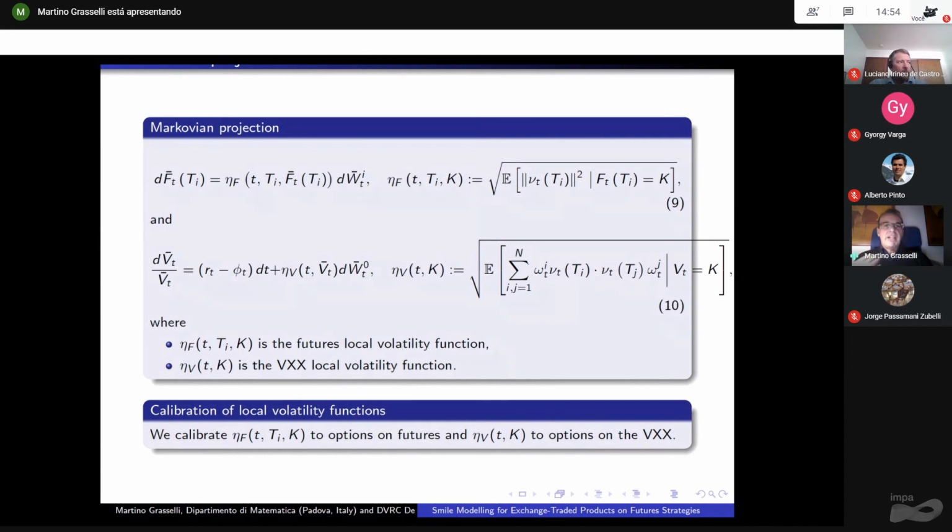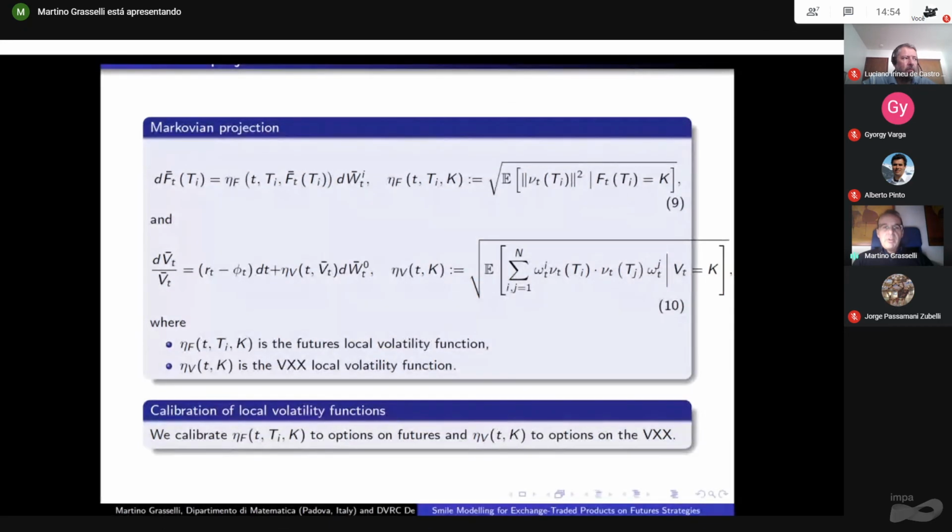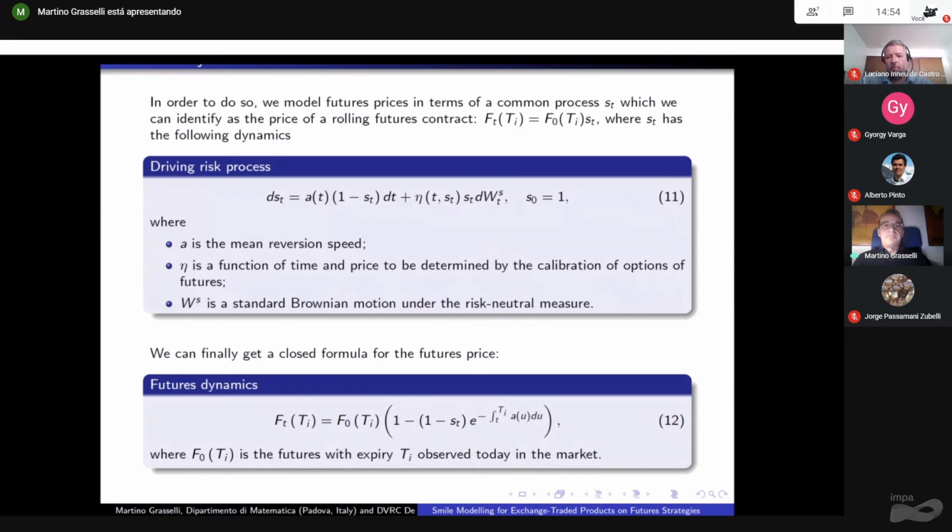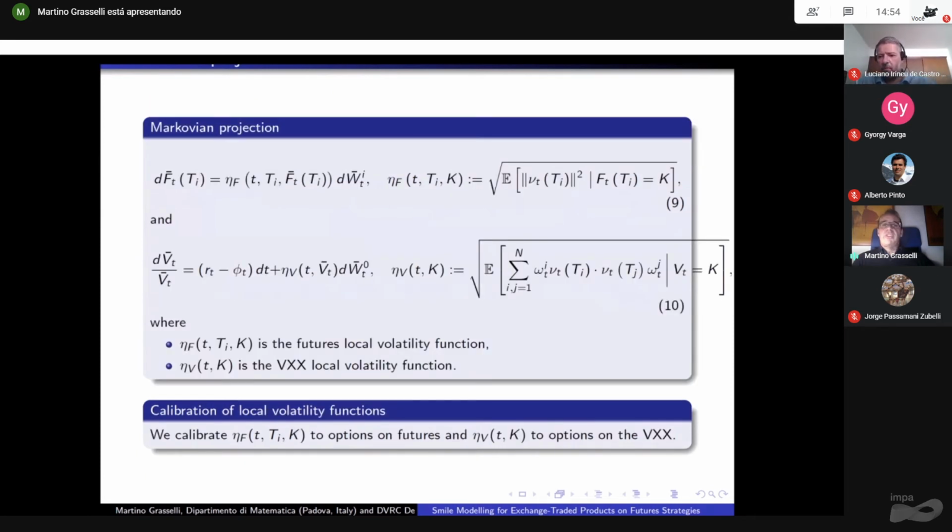So what is the relation linking the one-dimensional Markovian projection eta f with the one-dimensional projection eta v? And here we have some degree of freedom, of course. We can choose a simple specification or a richer specification according to the quality of the fit ex post. So the aim here is to provide a flexible approach in order to be able to calibrate both models. That's the idea.